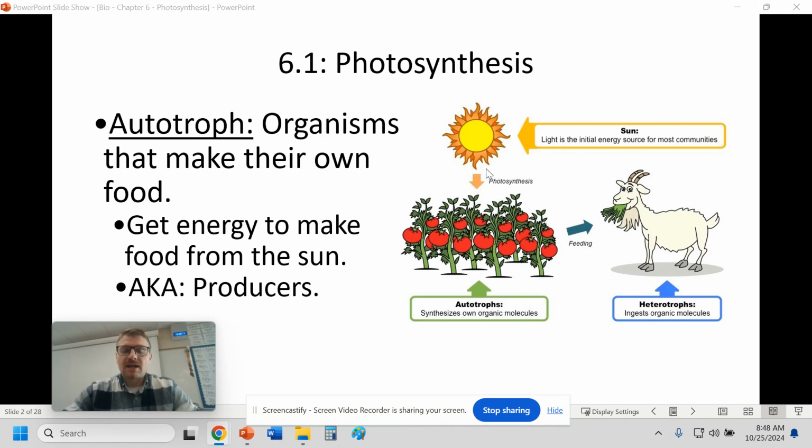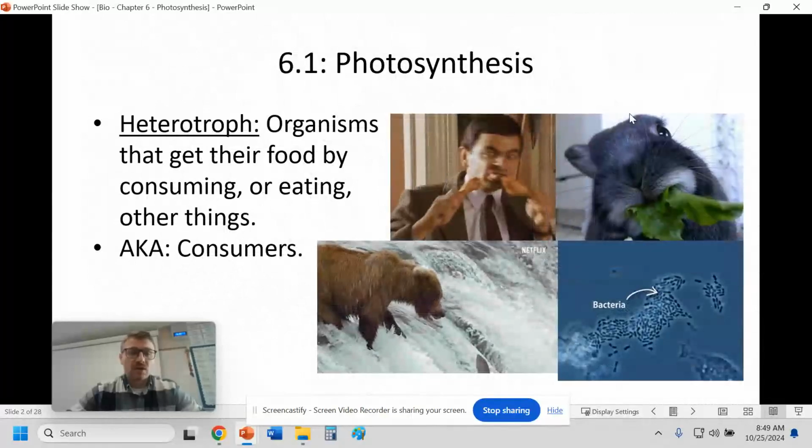They do this by getting the sun's energy from light, and they utilize that energy to make their own food. One really important aspect of this is they're not actually getting mass from the sun. Don't think they're getting any weight from the sun. They're using the weight from the carbon dioxide they take in, but they are getting energy from the sun, not mass.